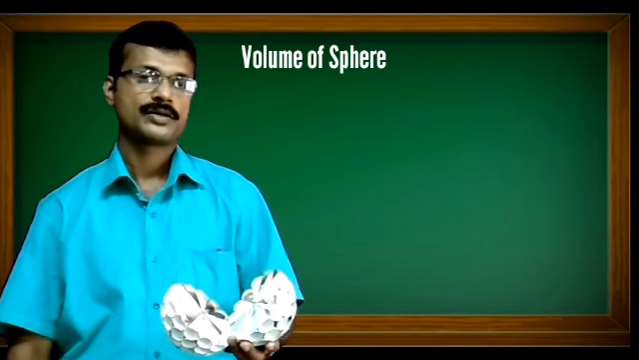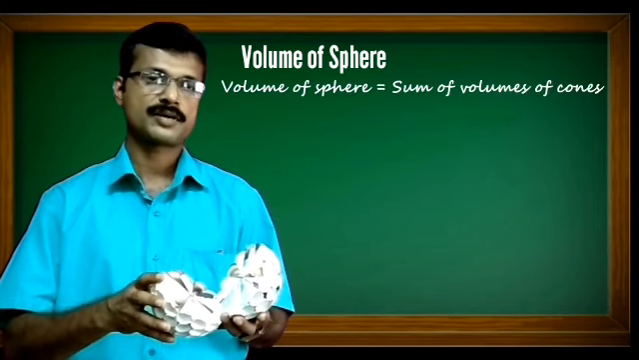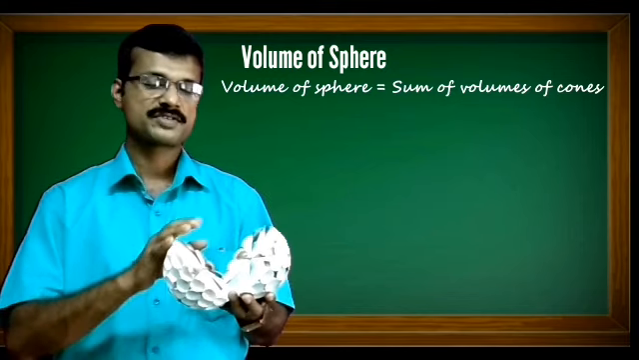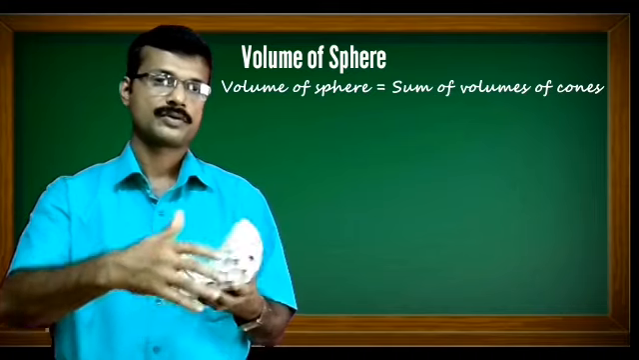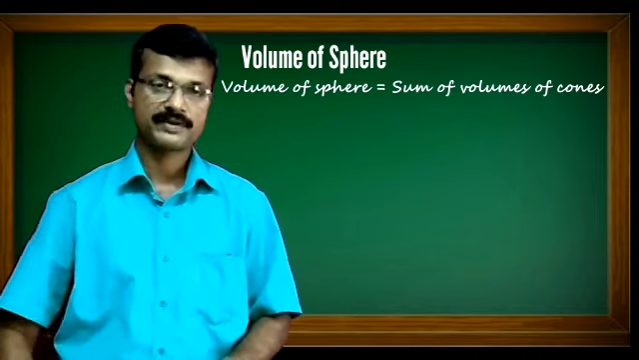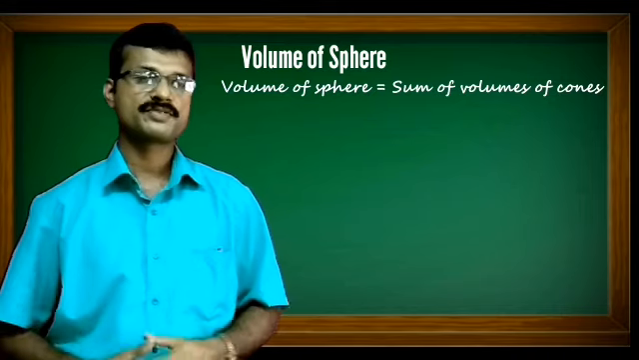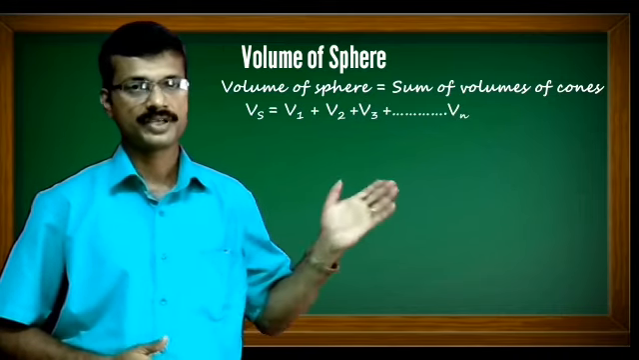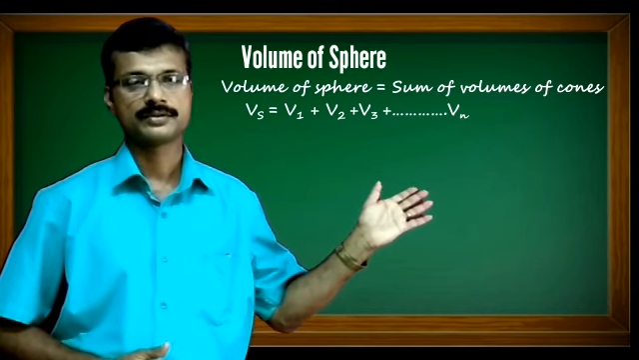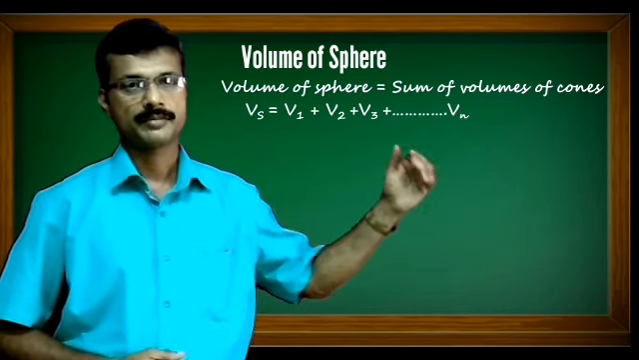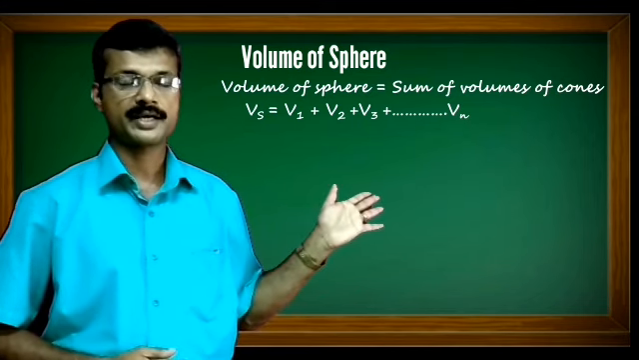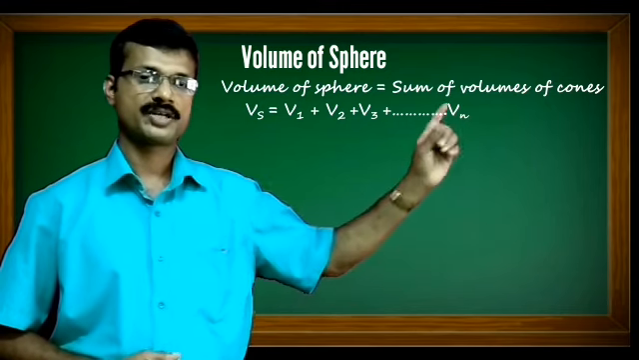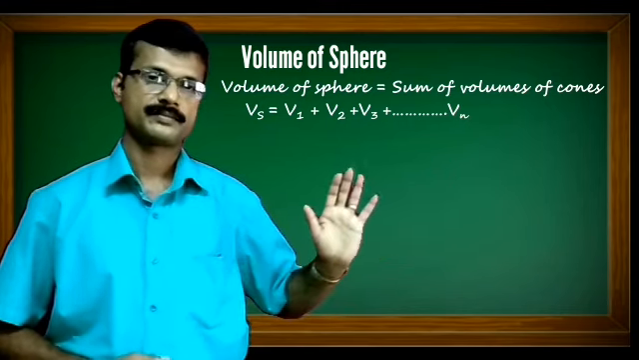So I can say that the volume of the sphere is equal to the sum of the volumes of the cones. If I use notation, volume of sphere I am writing Vs, and volume of the first cone V1, second cone V2, third cone V3, plus etc. Therefore I can write Vs is equal to V1 plus V2 plus V3 plus etc.